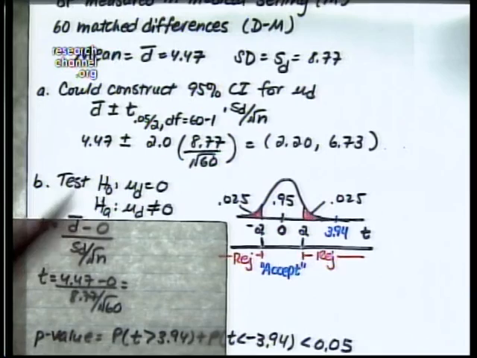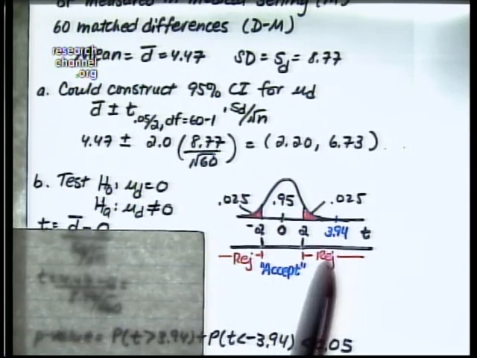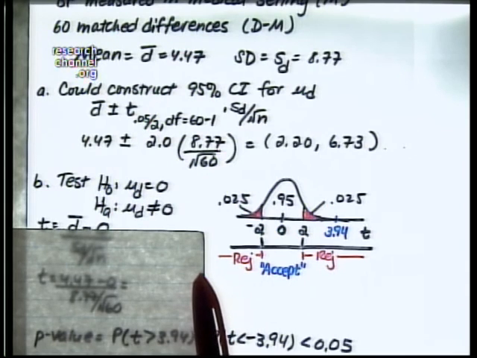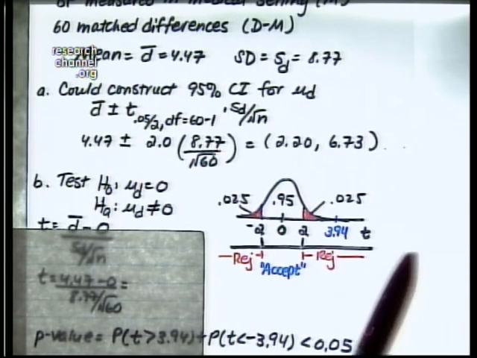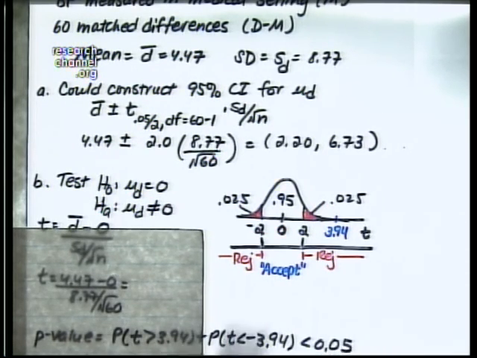The other way is to set up a hypothesis test. Here, the null hypothesis is that the mean difference is equal to 0. The alternative is that the mean difference is not equal to 0. And we could then set up a rejection region and acceptance region for the test statistic. Here, the degrees of freedom we remembered were 60 minus 1, or 59.